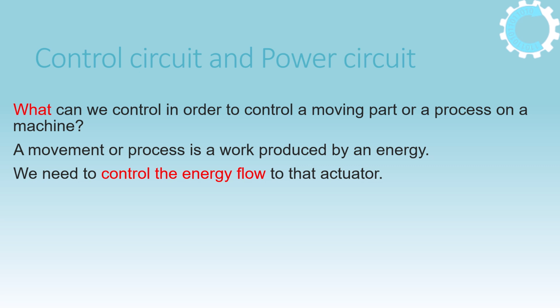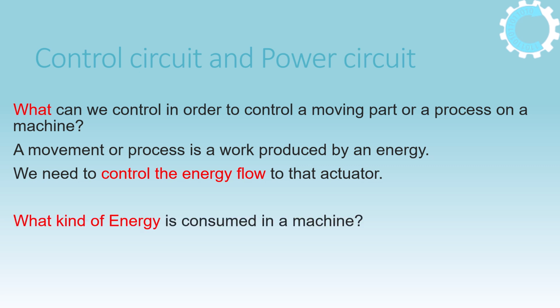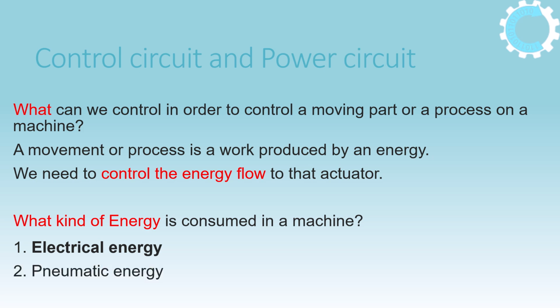The next question that comes to mind is, what kind of energy is typically used to drive an industrial machine? And the answer is, there are three forms of energy used for this purpose. First, the electrical energy, which drives, among others, electrical motors, and which is controlled by relays or drives. The second form of energy is the pneumatic energy, which drives, among others, cylinders, and which is controlled by open and close valves. And the last energy form is the hydraulic energy, which is less used nowadays.